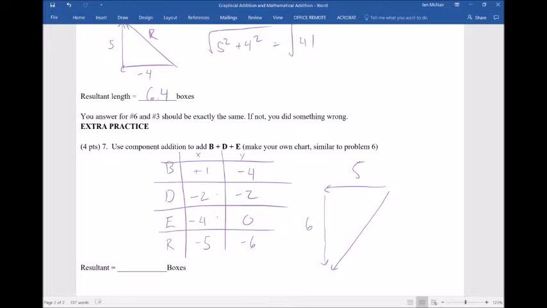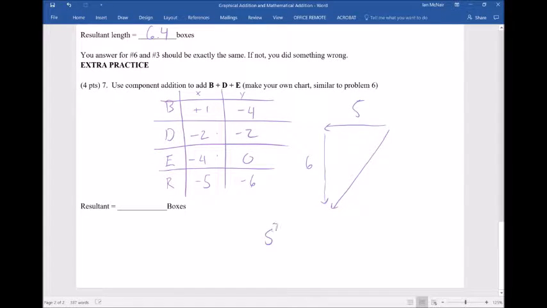And then we're just going to use the Pythagorean theorem. So we have 5 squared plus 6 squared, and we're going to take the square root of that. That gives us 25 plus 36, and then that gives us the square root of 61. Using my calculator, that gets us 7.81 boxes.